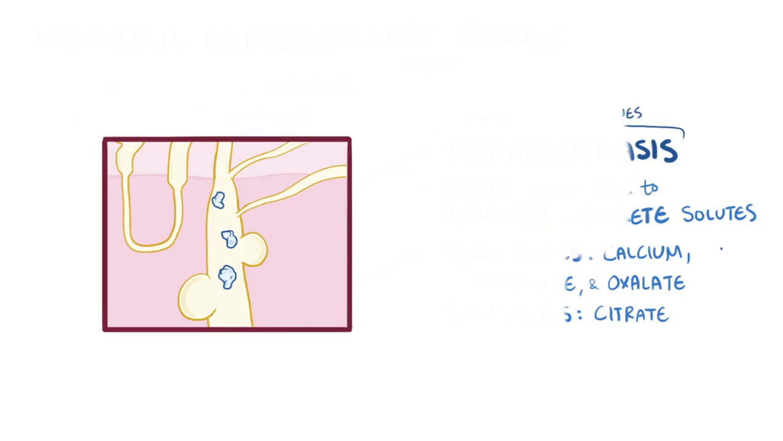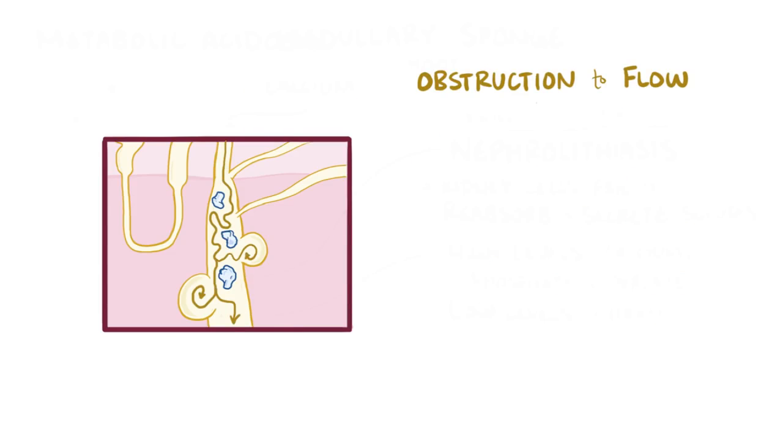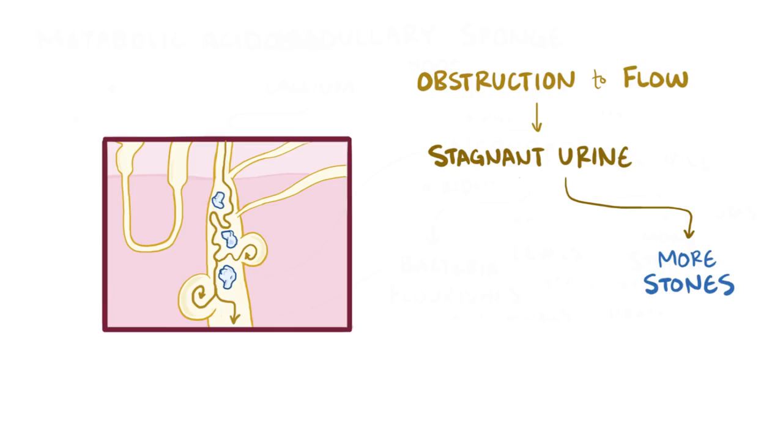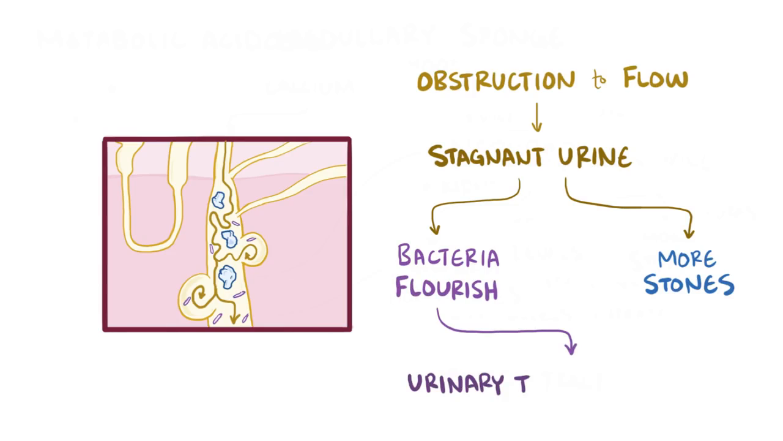Together, the kidney stones and cysts obstruct urine flow, creating pockets of stagnant urine. Those stagnant pools of urine allow more time for solutes to precipitate and crystallize into stones, which creates this vicious cycle of stone formation. Ultimately, a kidney that's full of cysts and stones with areas of stagnant urine also invites bacteria to flourish, resulting in urinary tract infections.